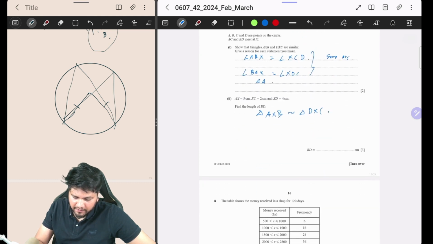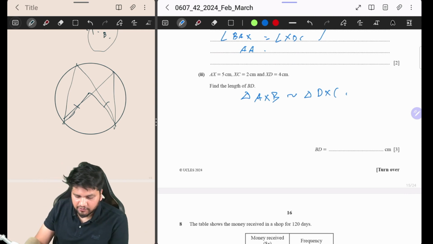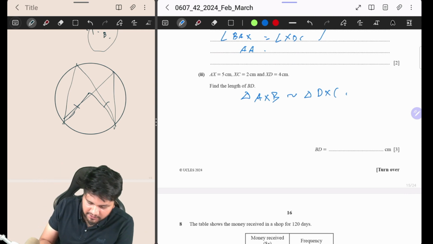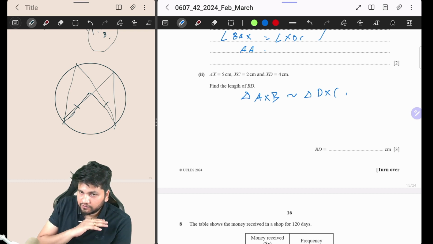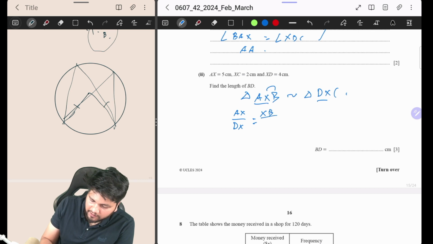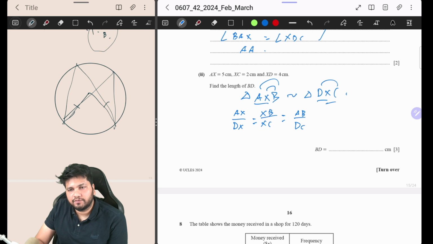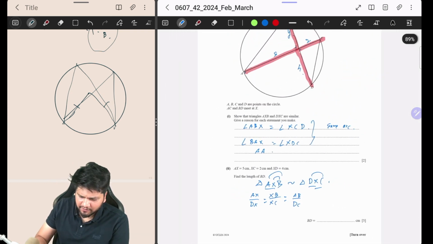Now I don't even have to look at the triangle. In any question of similarity, if you don't want to make silly mistakes, write the sides in a corresponding way. Your question is solved. Now all you have to do is AX upon DX is equal to XB upon XC, which is equal to AB upon DC. People make a lot of mistakes in similarity of triangles, but if you use this method, you won't make any mistake.